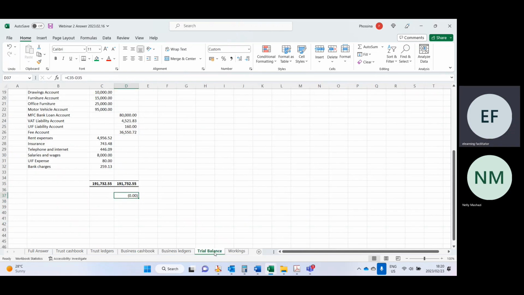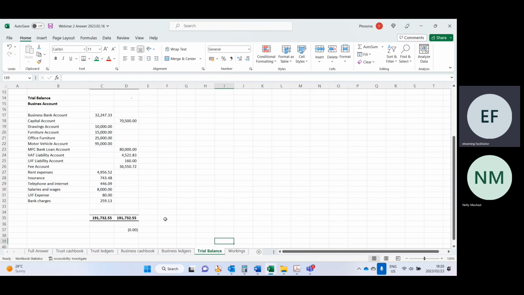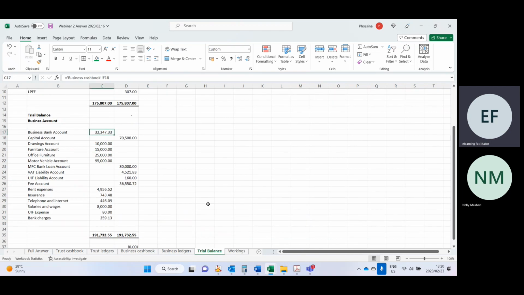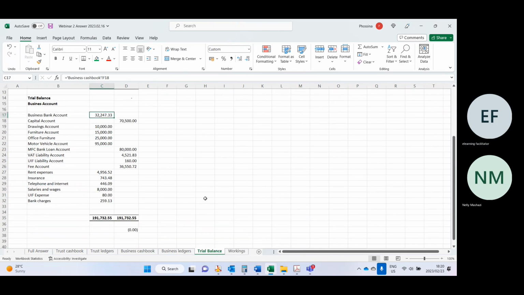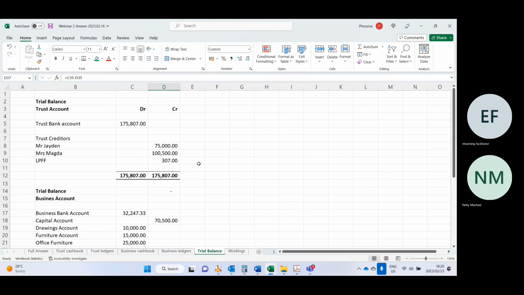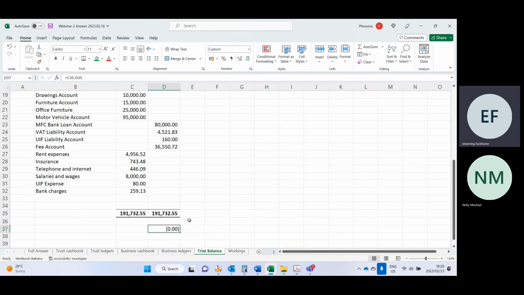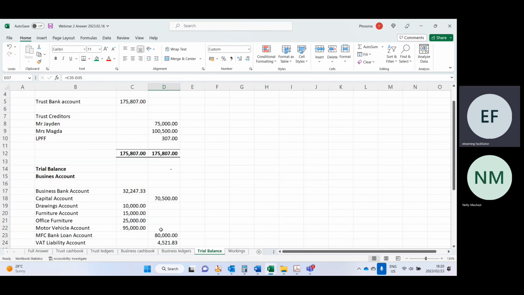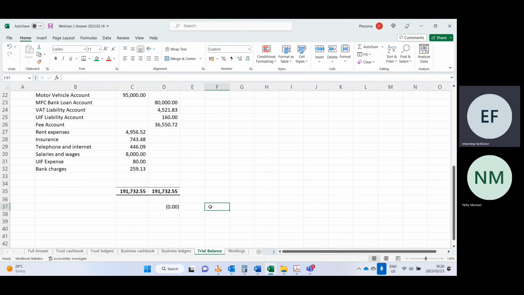So if we go to our trial balance, you can see now it's balancing. That's because of our business bank account, which made it not balance. So now we are coming to 0, 0. So this is our trial balance. I hope you understand. We just require you to prepare up to this extent, then you are done.